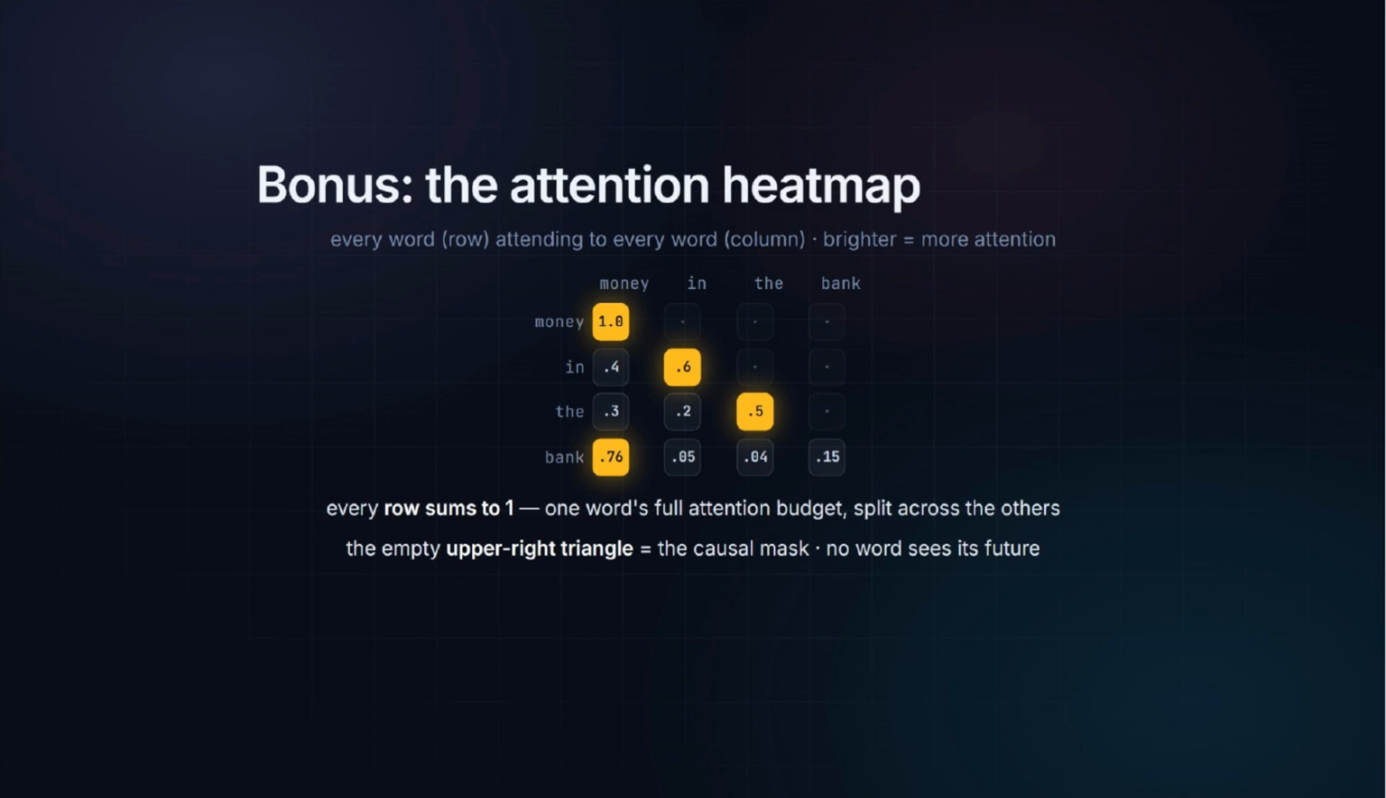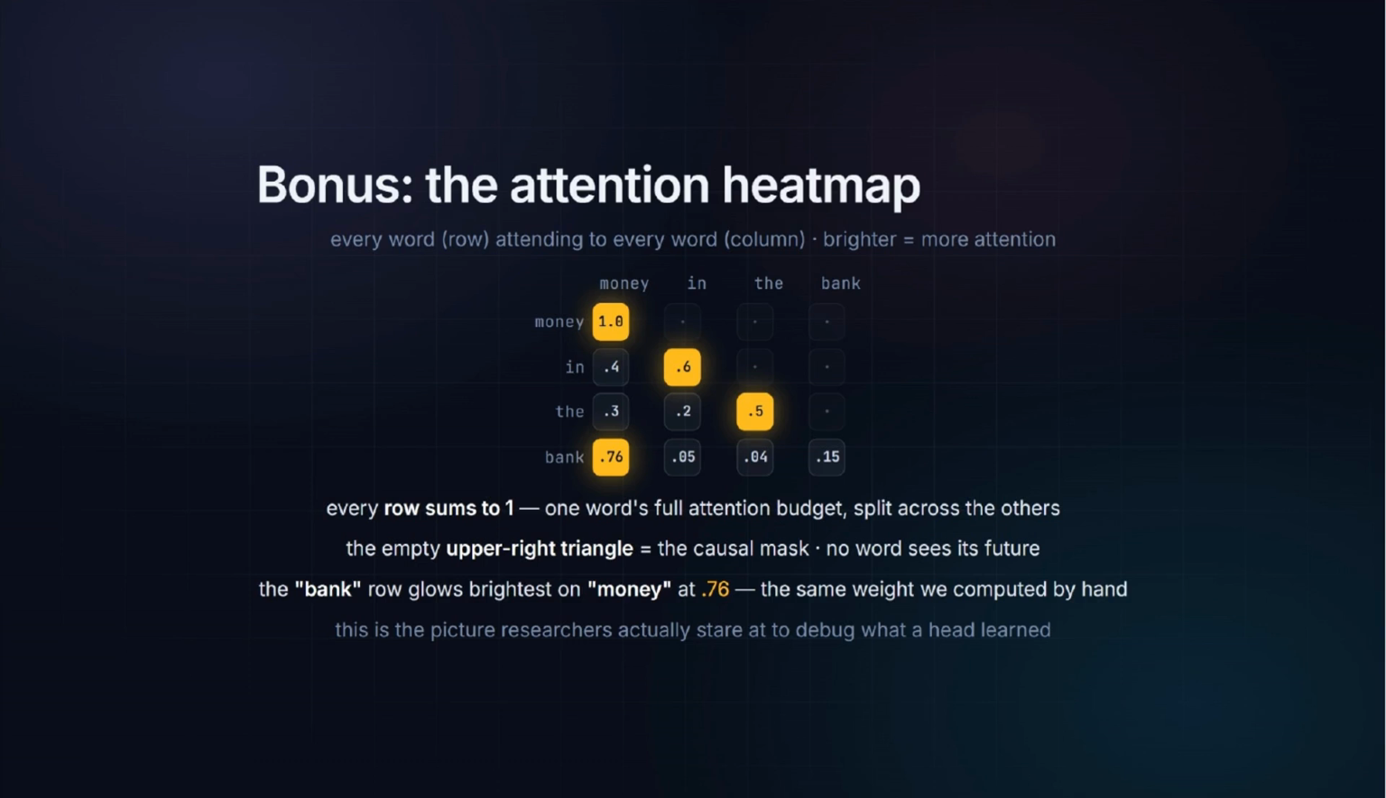Every one of those future cells is 0, no word is allowed to look ahead. And the bottom row, "bank," lights up brightest on "money." That's the exact 76% weight we computed by hand. The other cells just fill out the fuller sentence. This heat map is the real tool. It's what researchers actually stare at to figure out what each head in a model has learned to do.